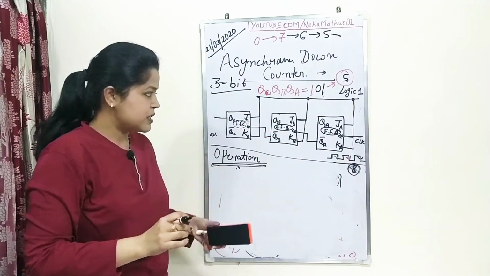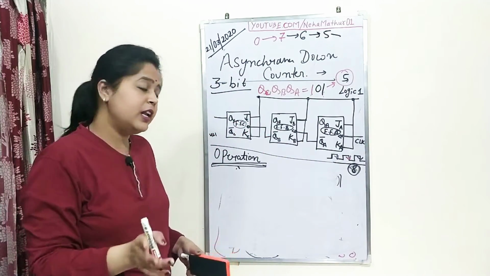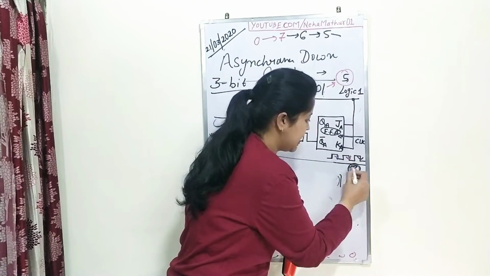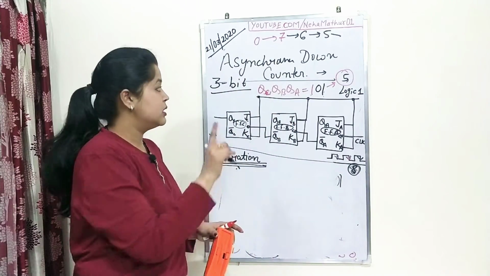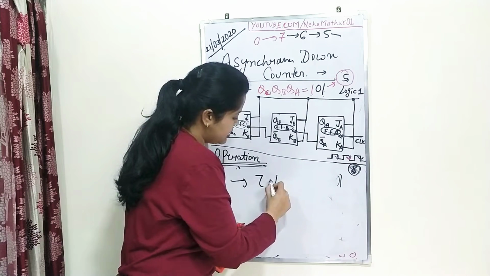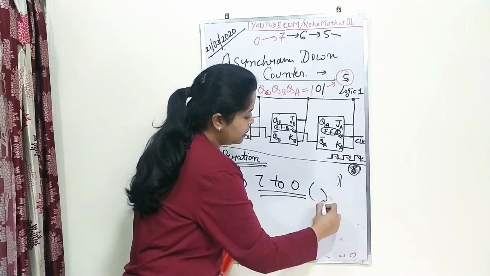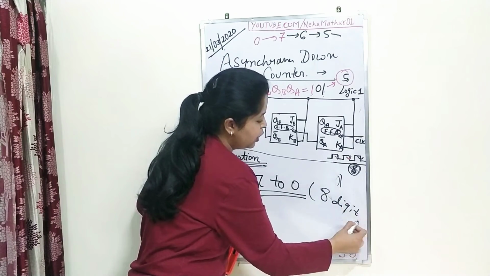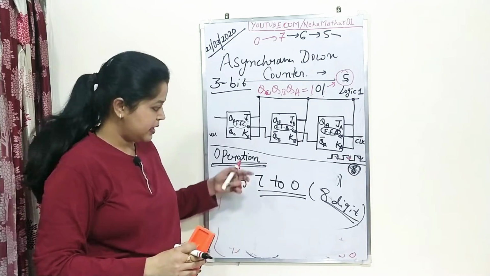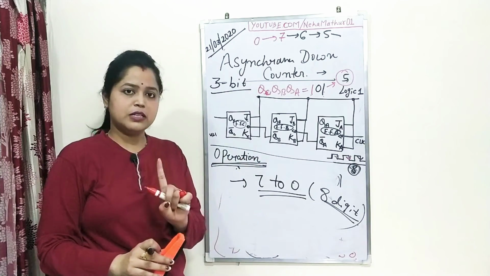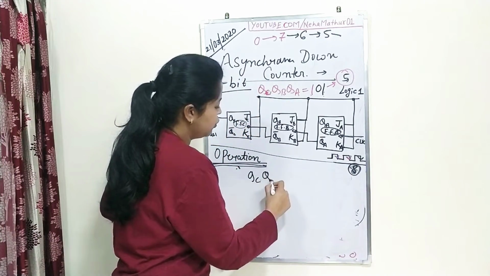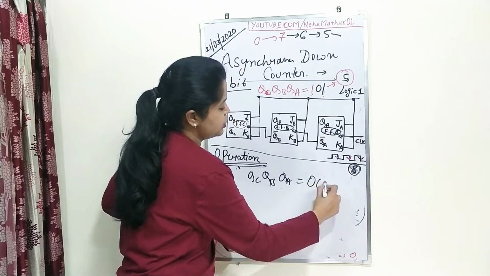So the steps will repeat again and again until you apply the clock, and you will have to apply the clock 8 times, because you are going to count with a 3-bit asynchronous counter. That means you are going to count 7 to 0, total 8 digits. So you have to apply 8 clock pulses, but there is no need to represent the complete operation. Just go with one cycle, that is initially set QC, QB, QA equal to 0, 0, 0.